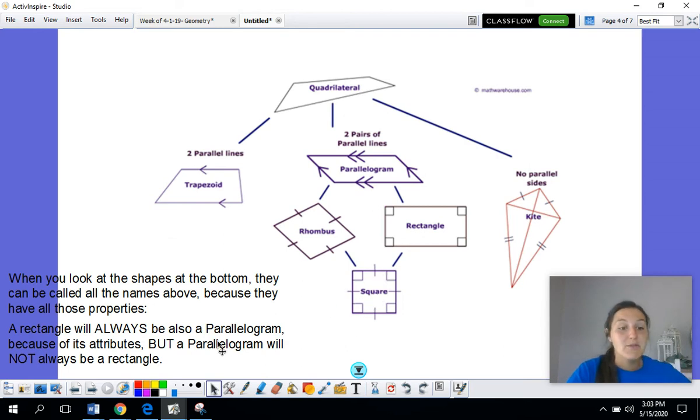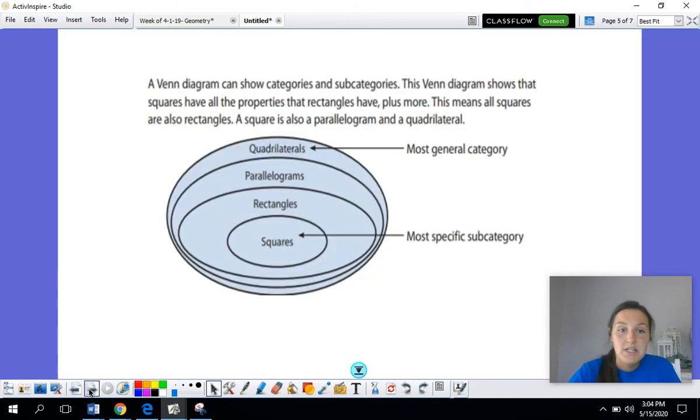Another example would be a rectangle. A rectangle will always be a parallelogram. A rectangle will always have 2 sets of parallel lines. But top down doesn't work. A parallelogram won't always be a rectangle. A parallelogram could be a rhombus. It could be a square. It won't always be named a rectangle. Okay, so that's how you read that one.